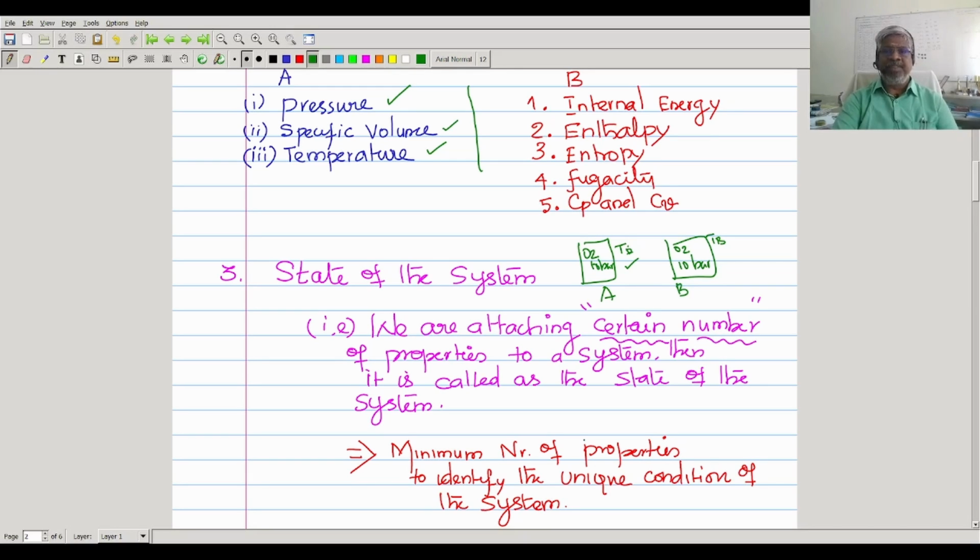Minimum number. That is very much essential. So next, immediately the question will come to you: what is the minimum number of properties that we require? Yes, I can easily say that it can be calculated using the Gibbs phase rule.